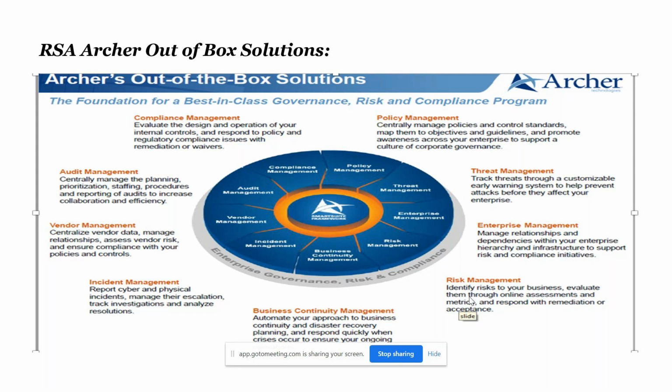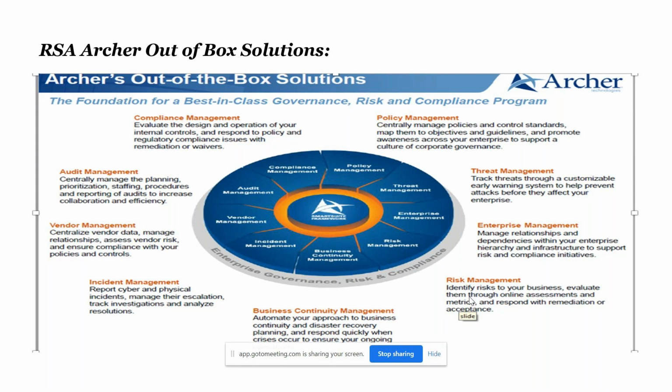Enterprise management is for the relationships and dependencies within your organization. Risk management is basically to identify your risks and capture all the risks, and the mitigation process goes inside this. You can mitigate a risk or you can accept a risk. All these processes go inside risk management.